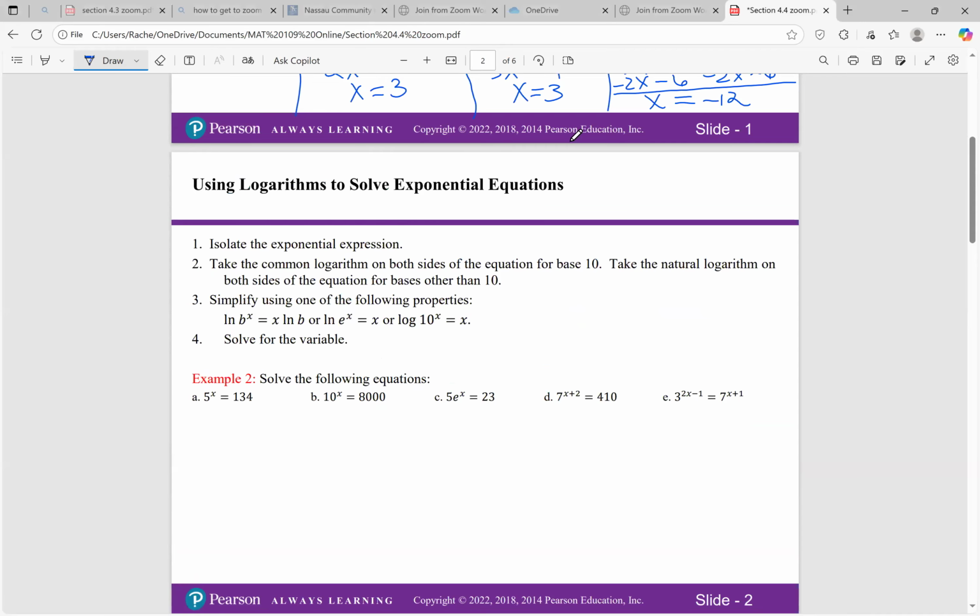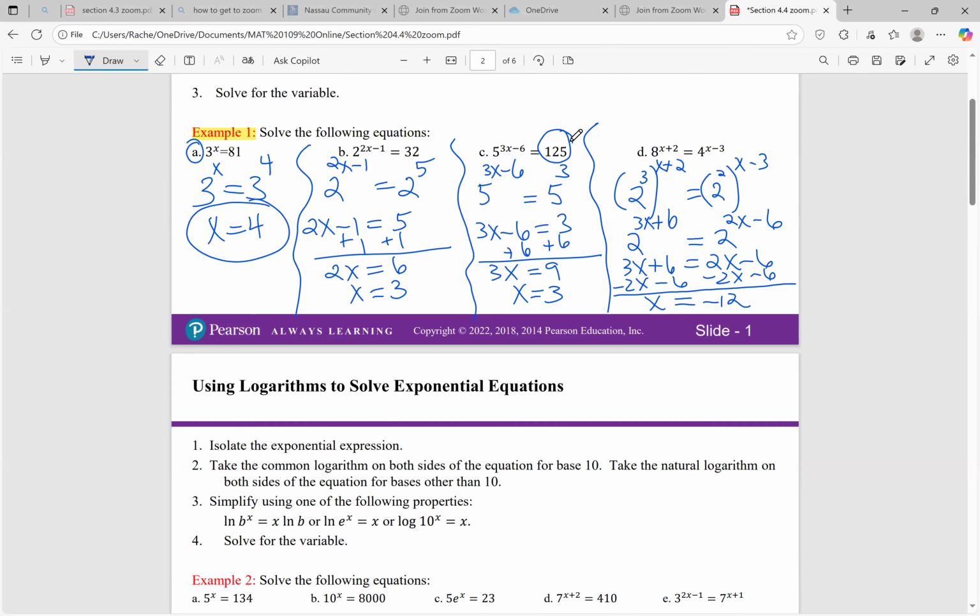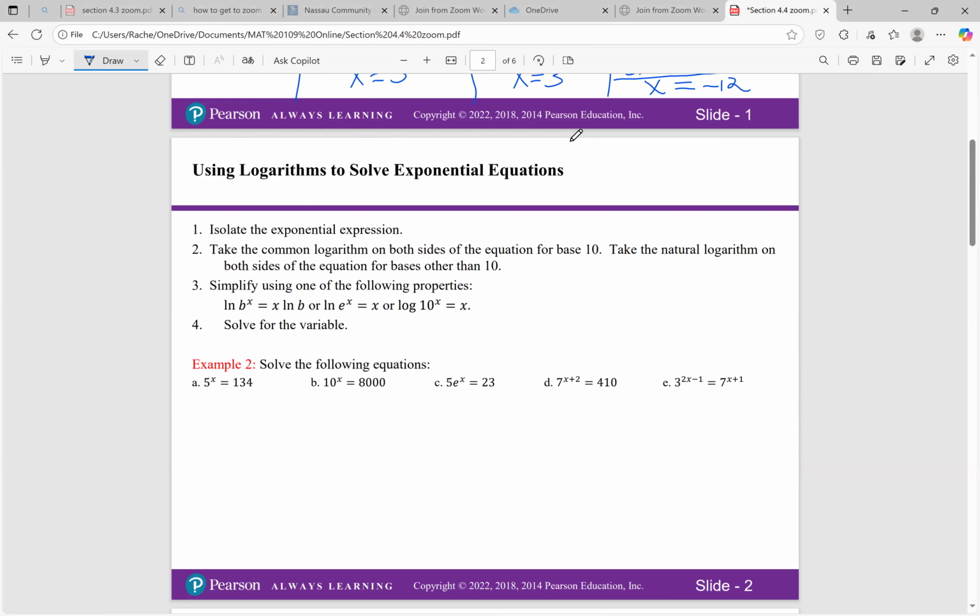We can also use logs to solve exponential equations. And I think this is the more common method because a lot of times, like I said earlier, it's not going to be feasible to rewrite both sides of the equation using the same base. So if we can't solve it the way we did above, then we could use logs to solve exponential equations.